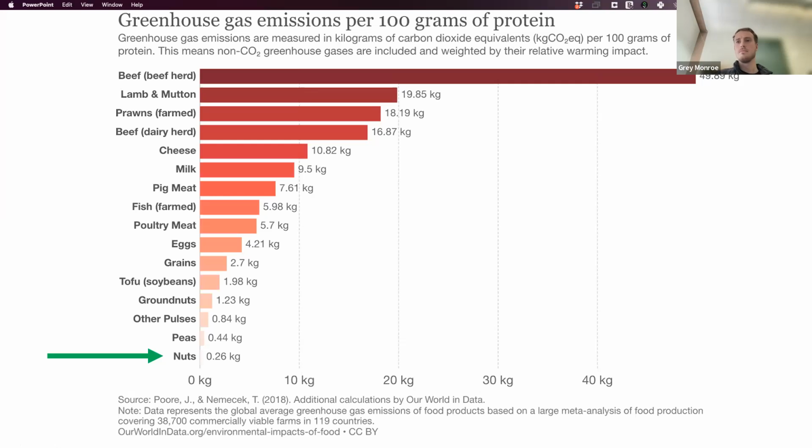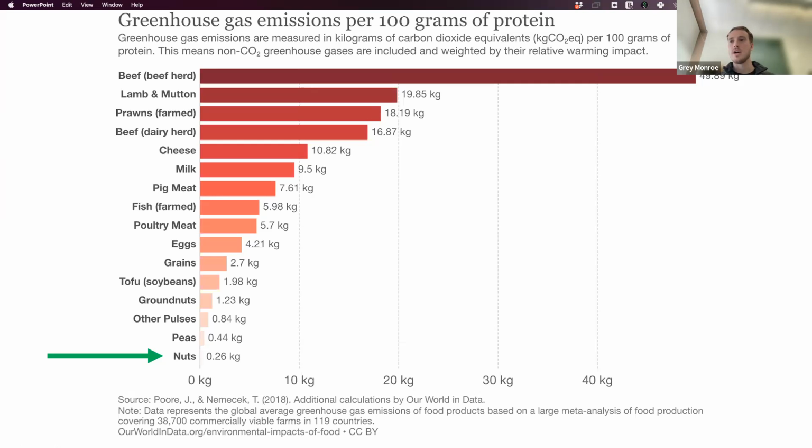This is for a number of reasons, one of which is agronomic. Nuts are grown on trees, which are long-lived perennial species, which means that we don't have to till the land every year. They are planted and then grown for multiple decades. So it's a very sustainable way, in terms of carbon output, to produce protein.